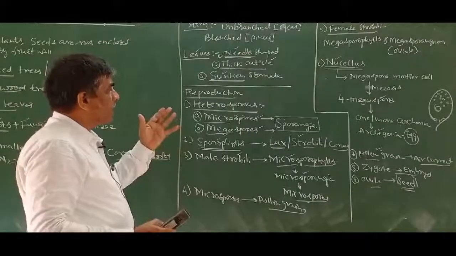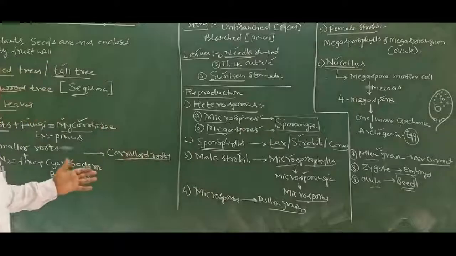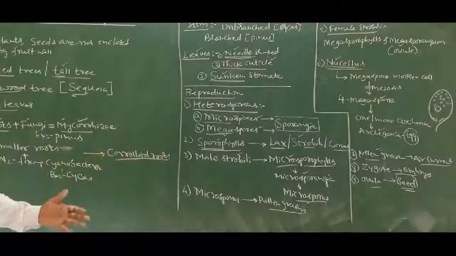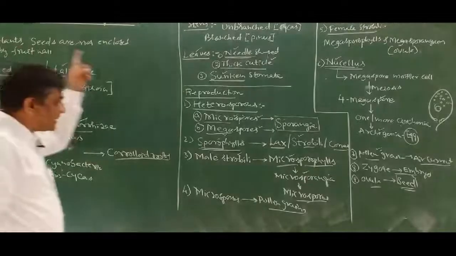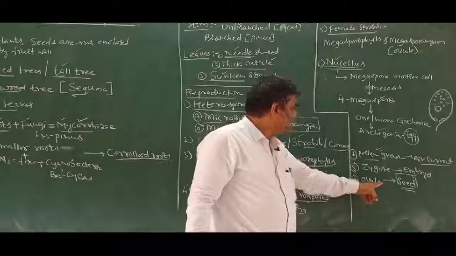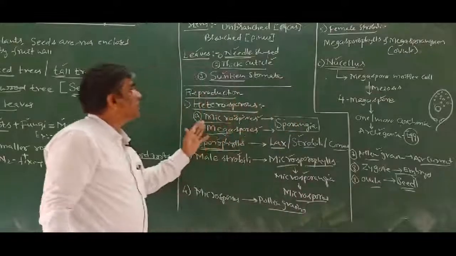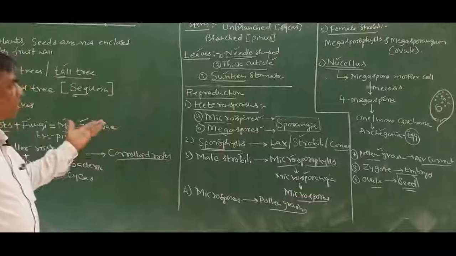I hope you have followed how the process of reproduction takes place in gymnosperms. These are called naked seeded plants, and how naked seeded plants are formed is what I explained here clearly. So the salient features or life cycle of the gymnosperms is over.